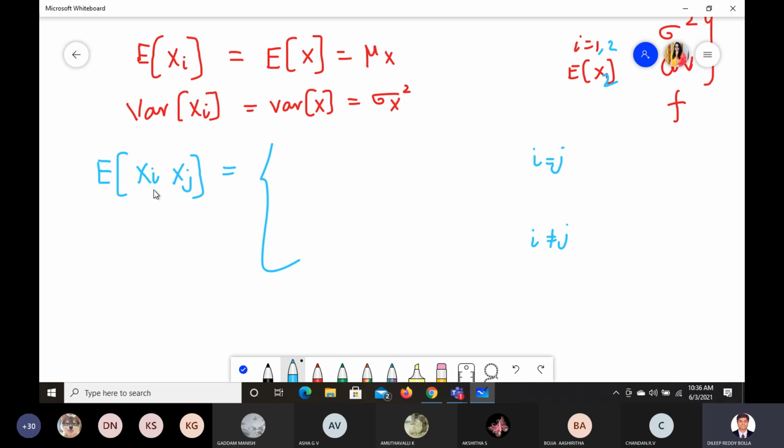How to do that? It's simple. Okay, so here first, if i equals j, then the expectation of, we can write, i and j are both equal, then we can write xi or xj, any one, whole square. If you have xi, it is E of x, xi square, it will be expectation of x square.